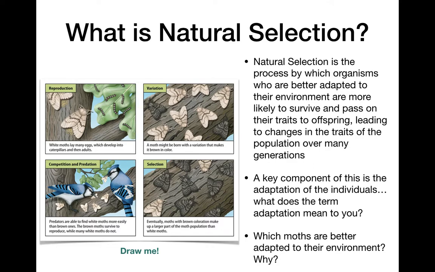Well, in this case, the moths better adapted are going to be the dark colored ones. And they're better adapted because they camouflage better, they blend in with their environment, whereas the light colored ones are not well adapted. Now, if they move to a different tree, maybe a tree with really light colored bark like a birch tree, then maybe the light ones would be better adapted and the dark ones would not be as well adapted. So it's all based on the environment.